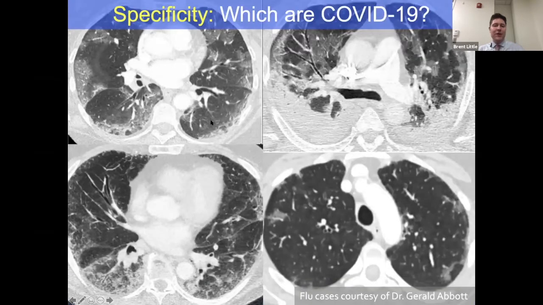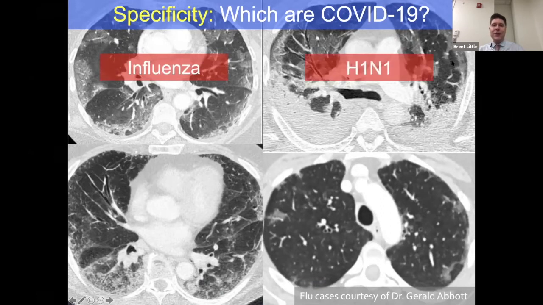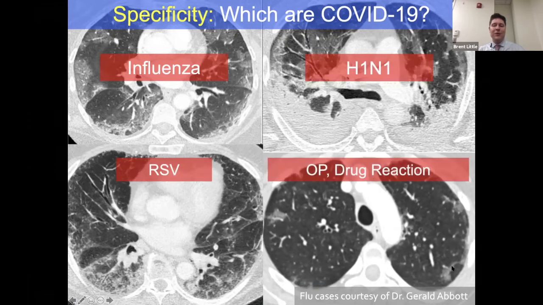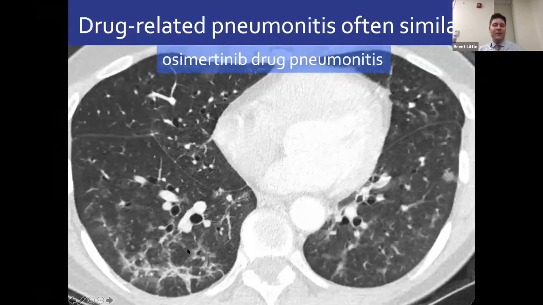And what about these? Which one of these CT slices that would be typical for COVID-19 actually turned out to be COVID-19? Well, not a single one. This was influenza pneumonia. This was H1N1 pneumonia. This was respiratory syncytial virus. And finally, this was not an infectious pneumonia at all. This was organizing pneumonia due to a drug reaction. And Dr. McLoud will be talking more about that.